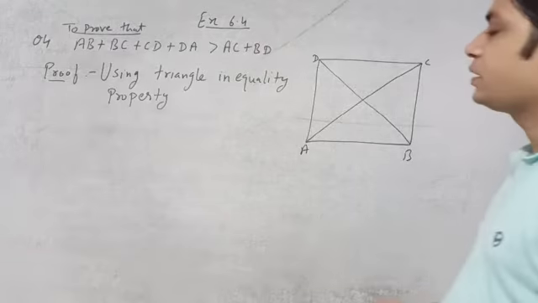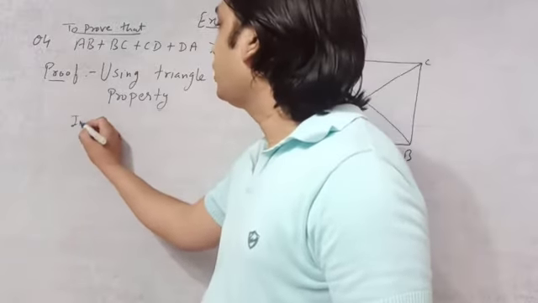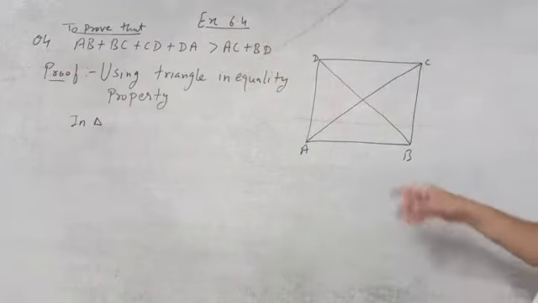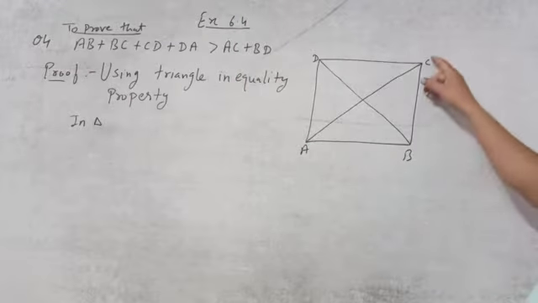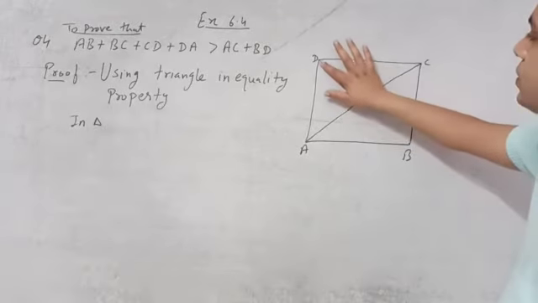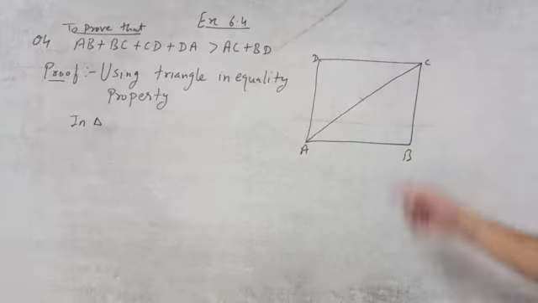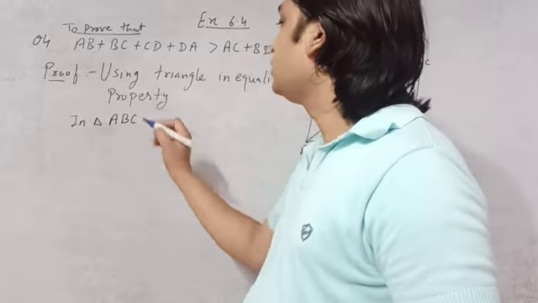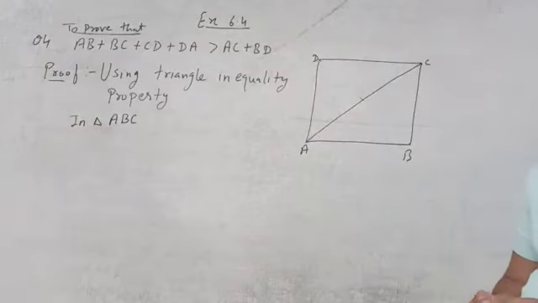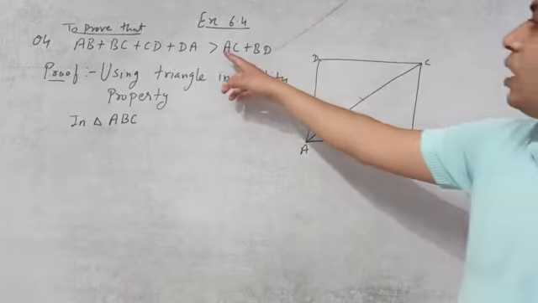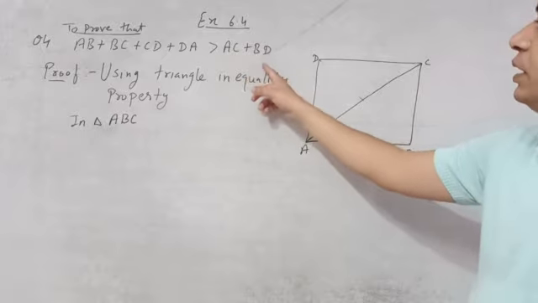So here we are taking the triangle. In triangle, which triangle we are taking? We are taking first this one, A, B, C. So it is making a triangle. We are taking this triangle A, B, C. So in triangle A, B, C, what we need in this triangle ABC? We are seeing here, after greater than we need AC and BD.